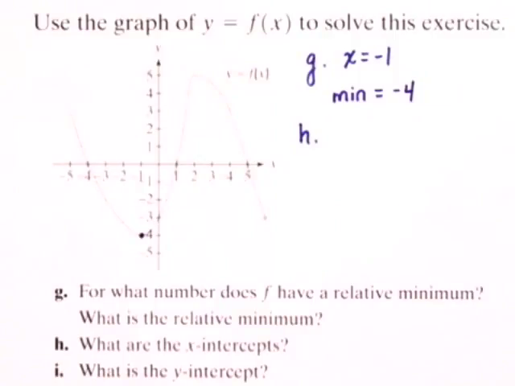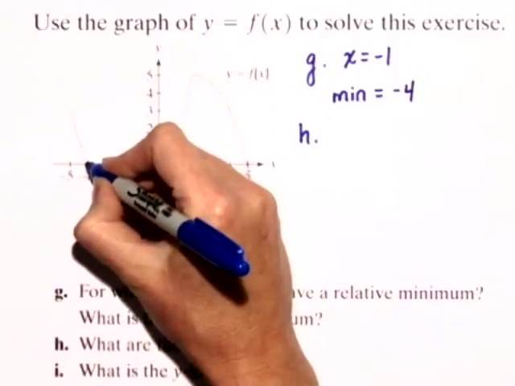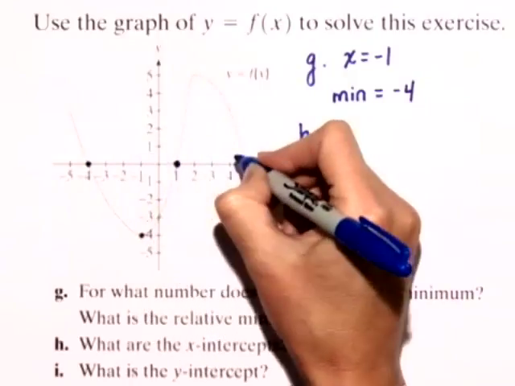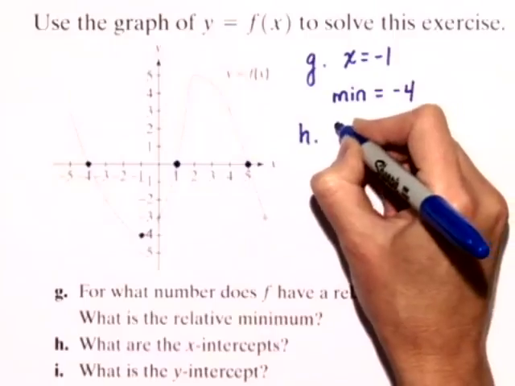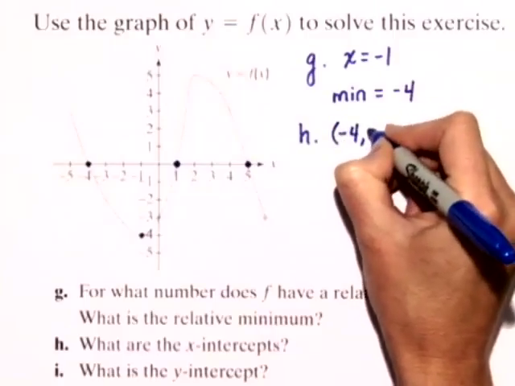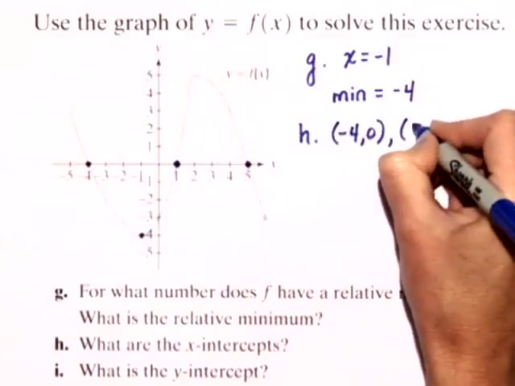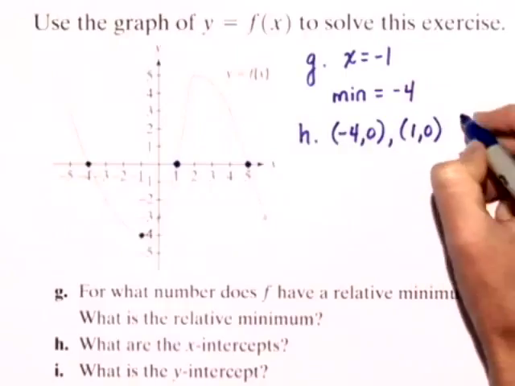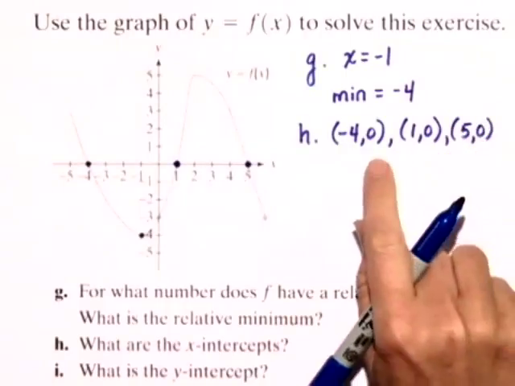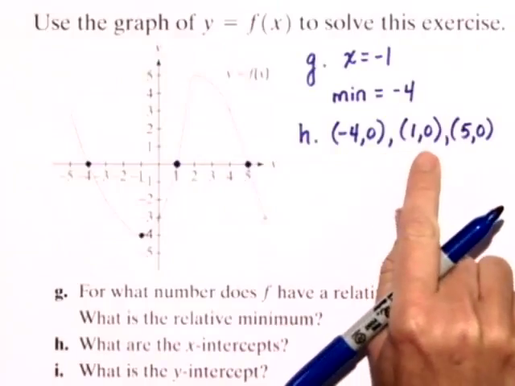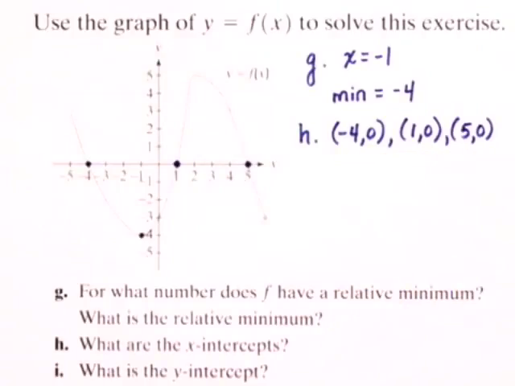In part H, what are the x-intercepts? Well, the x-intercepts are any time the graph crosses the x-axis. And we have 3 x-intercepts. Those 3 points are (-4, 0), (1, 0), and also (5, 0). It's important to notice anytime you have an x-intercept, the y value is 0.